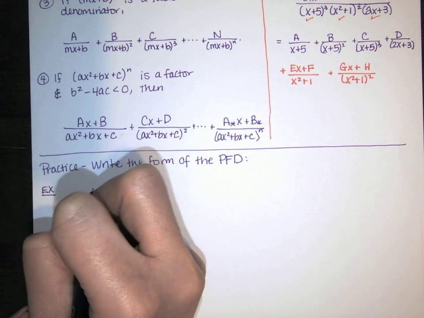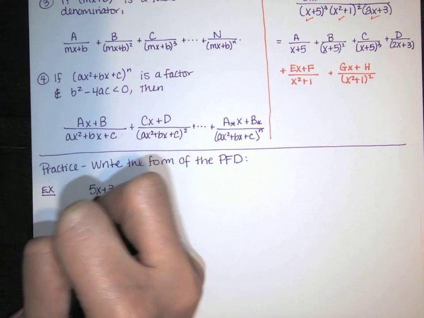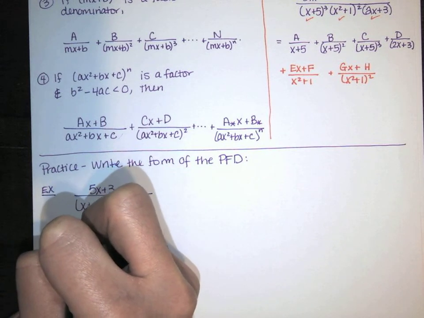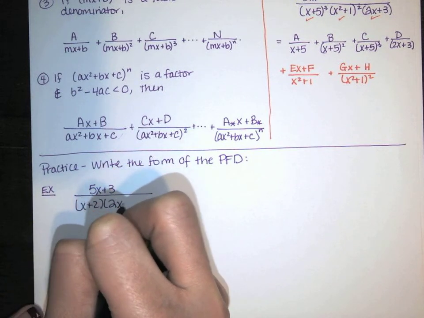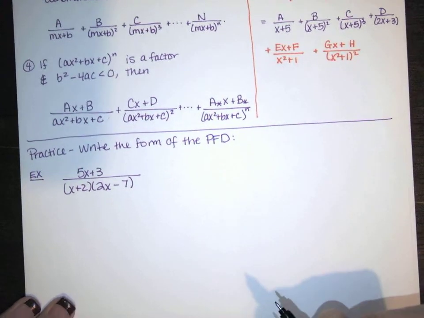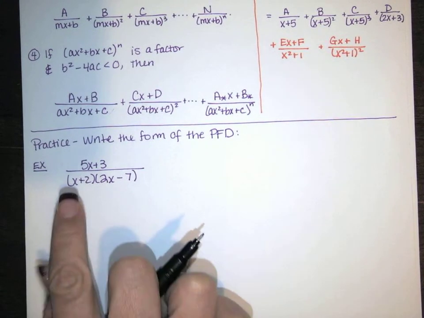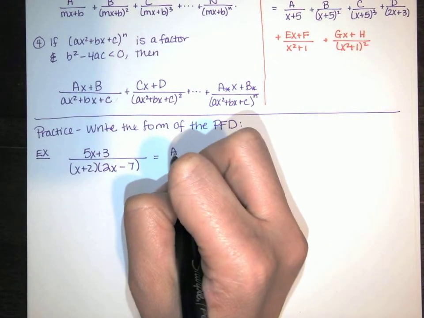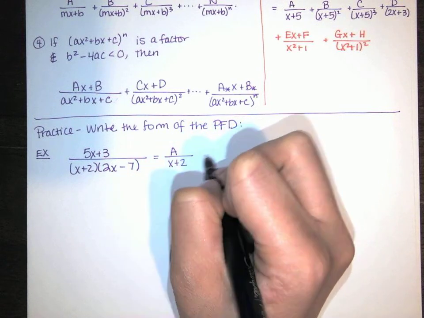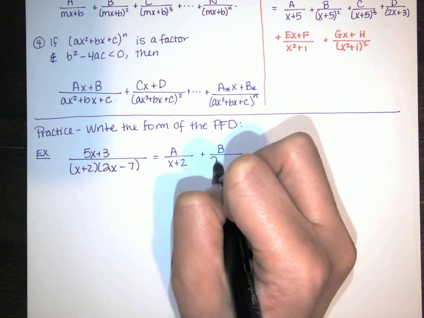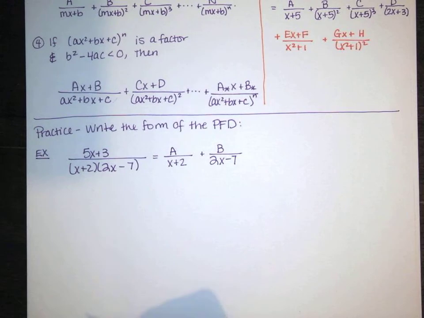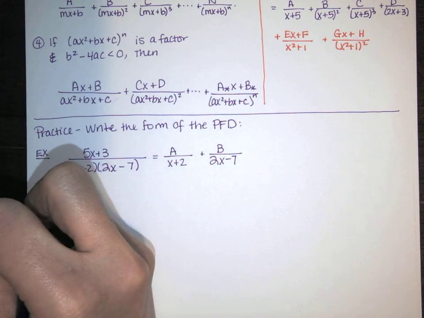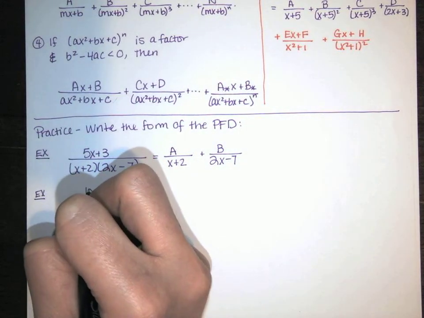So let's say you've got 5x plus 3 over this. Well, that's easy. I've got two linear factors, neither one of them repeated. So I'm going to get a constant over my first linear factor plus a constant over my second linear factor. And what about this?